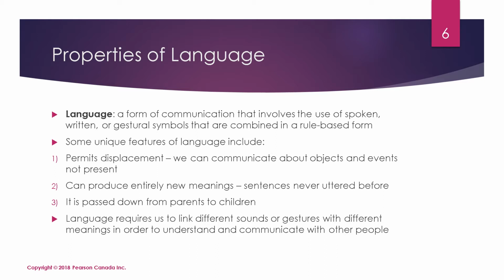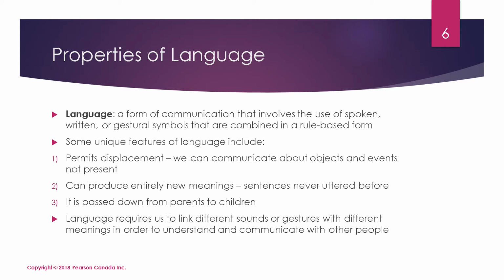Human language is able to permit displacement, which means that we are able to communicate about objects and events not present. So we can talk about what we did in the past, what we're going to do in the future. We can talk about what's going on in another area of the world, so it doesn't have to be about the here and now. The second unique feature is that we can produce entirely new meanings. So it is possible for us to utter a sentence that has never been uttered before in the history of mankind. And number three, it tends to be passed down from parents to children.